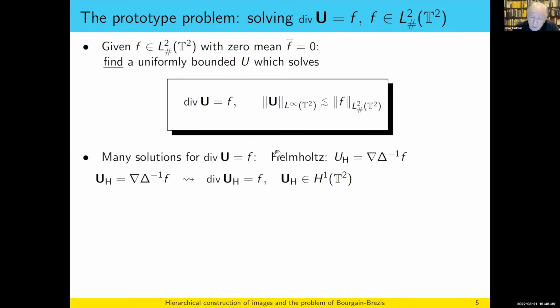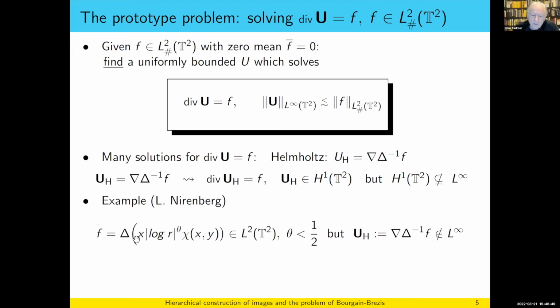And the Helmholtz solution, if F is in L2, the Helmholtz solution will be in H1. However, H1 need not be in L infinity, in two-space dimension. In fact, here is a counterexample. If we take F to be the Laplacian of this function with this logarithmic singularity at the origin, it is in L2, and for theta less than 1/2, its Helmholtz solution is not uniformly bounded. So right now, the Helmholtz solution does not solve our problem because there are L2 objects that we cannot represent as divergence of uniformly bounded something, at least not by Helmholtz solution.